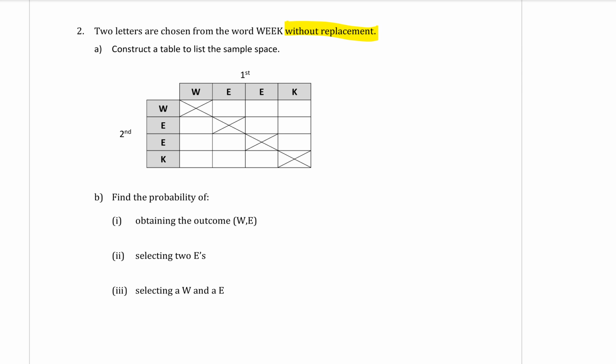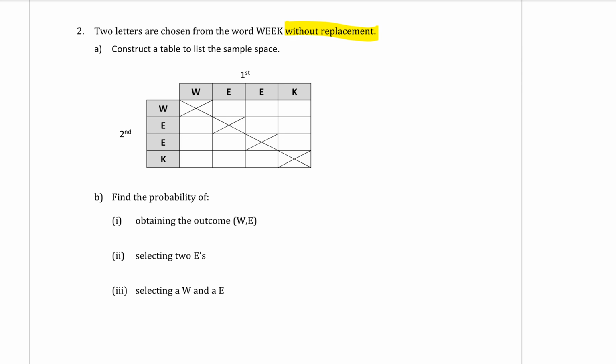So you can see the crosses have already been put in there for us. You would have to do that yourself, though. In most questions, it won't be done for you because it means that once I have chosen the W, I can't choose it again. It hasn't been replaced. Okay, and with the E's, this can be a little bit tricky. If I choose the first E, I can't choose the first E again, but I can choose the first E with the second E. Or, other way around, I can choose the second E with the first E. Okay, so I have the crosses in the diagonal.